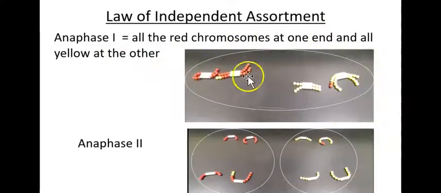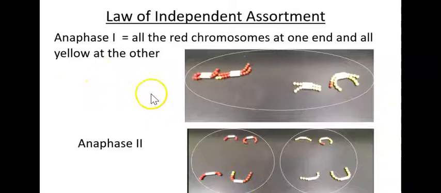And if we take a look at the video there, at the end of anaphase 1, here's our cell with the chromosomes moved to opposite sides right here. You can see we ended up with all red chromosomes at one end and all the yellow at the other end. And when we went through anaphase 2, we separated each of those sister chromatids at the end of this process. So this cell is going to end up with a long and a short red. This cell is also going to end up with a long and a short red.